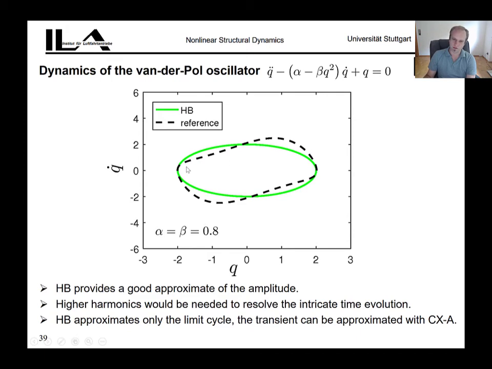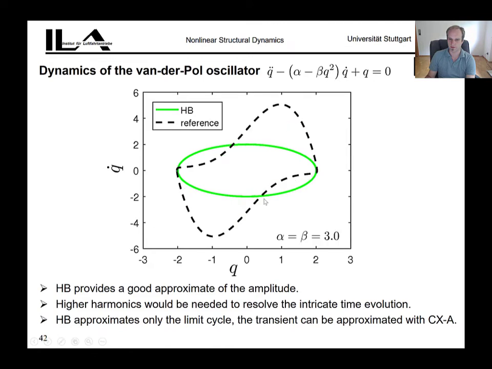And here we see that now for very small parameters alpha and beta, we get here a certain almost elliptic shape. And if we increase now alpha and beta, so the ratio is the same and therefore the amplitude is the same, we see that this limit cycle now starts to deviate from an ellipse.